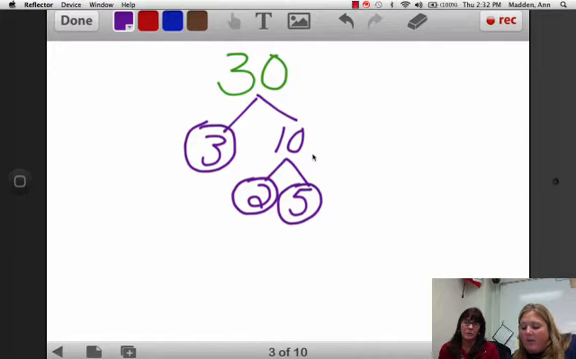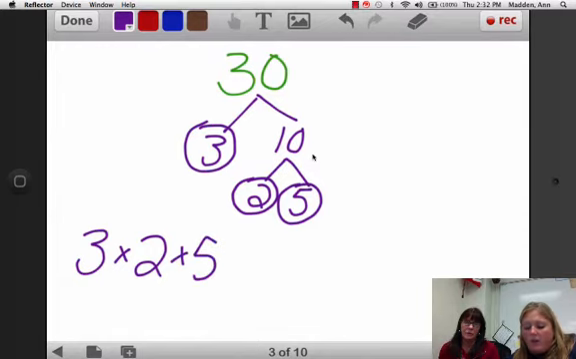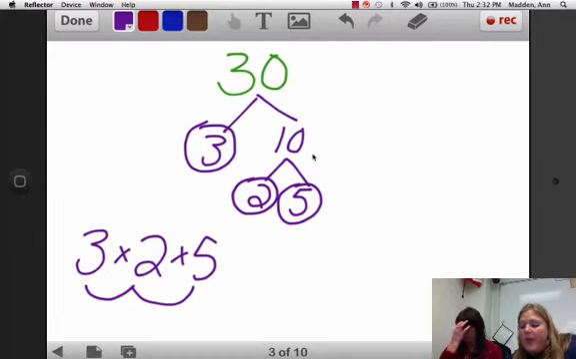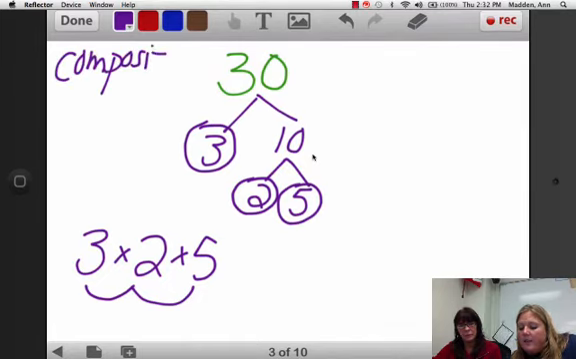So my prime factorization is 3 times 2 times 5. I would get to 30. Let's see if it was true. 3 times 2 is 6. 6 times 5 is 30. So there's my prime factorization. And I know, because I have more than 1 and 30 down here, that 30 is a composite number.